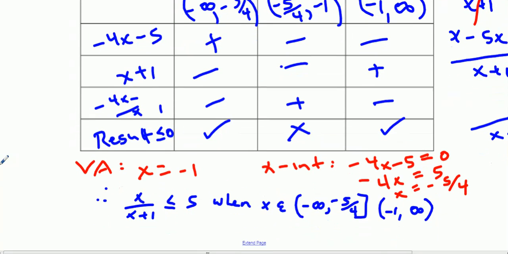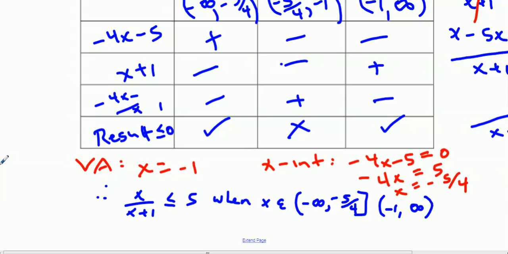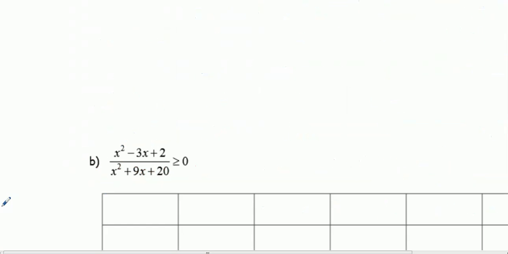So yes, x over x plus 1 is less than or equal to 5 when this is happening, and we can still have our restrictions, which were that x cannot equal negative 1. Okay, and we can see that x could not equal negative 1. It's okay. That's not part of our solution, but we're putting it back in anyway just to be on the safe side. Alrighty. Do we have any more examples to do?